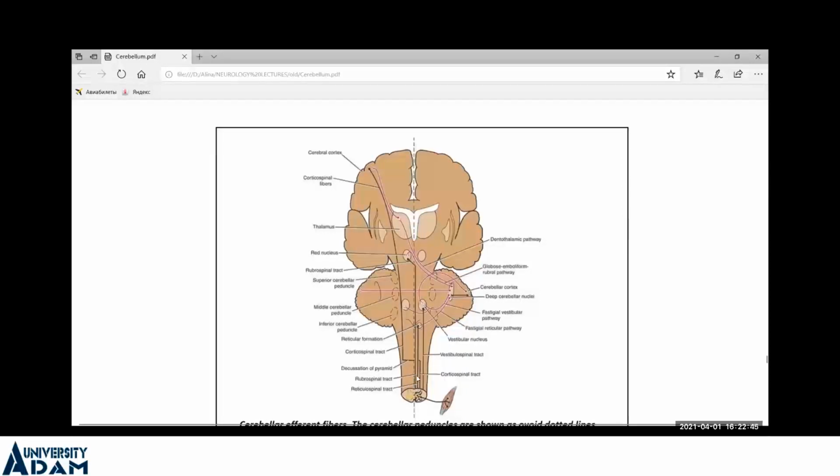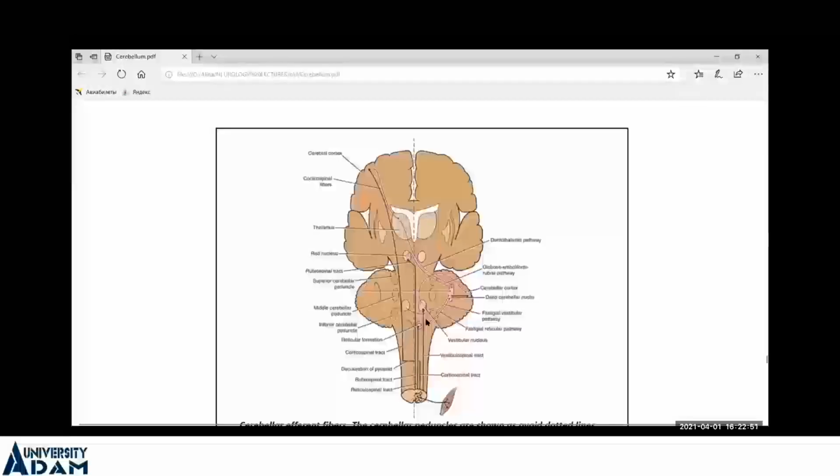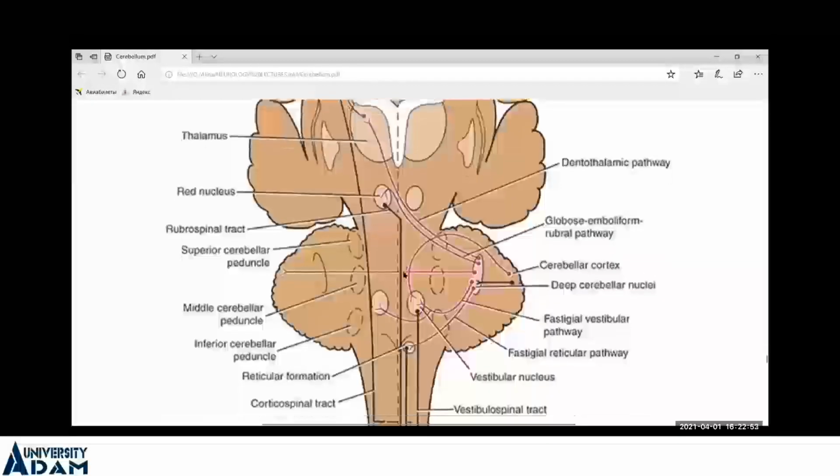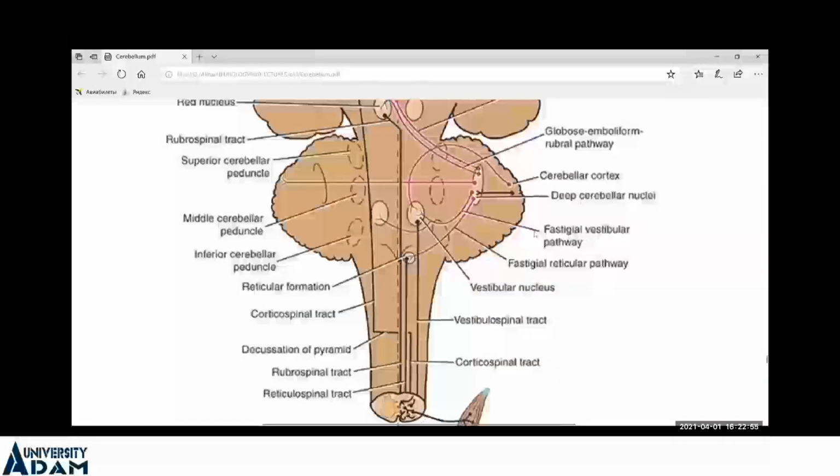Can you see, guys? Okay, vestibulospinal. You can see here. Let me make it bigger. Okay, fastigial vestibular pathway. Found here, okay? And then goes to the spinal cord by the ipsilateral part.